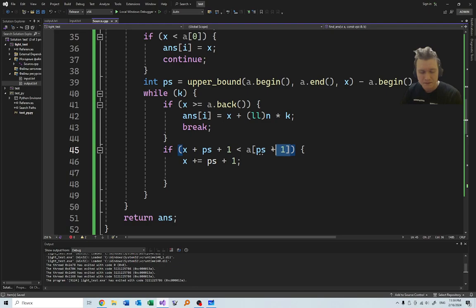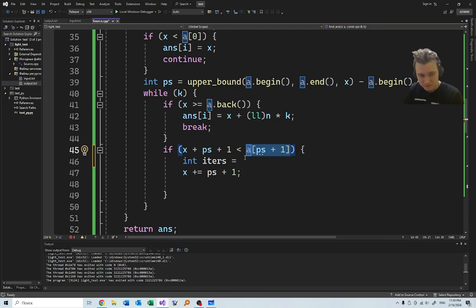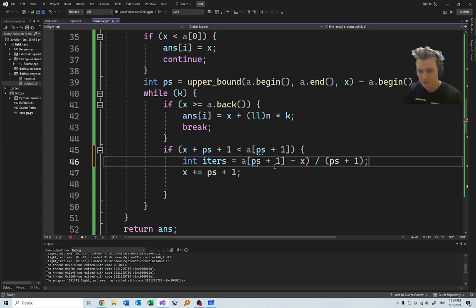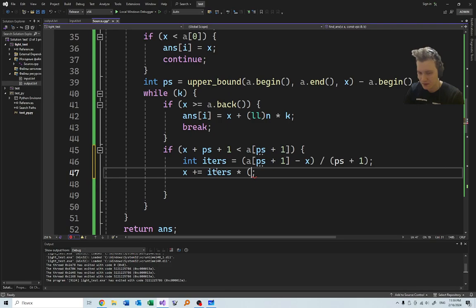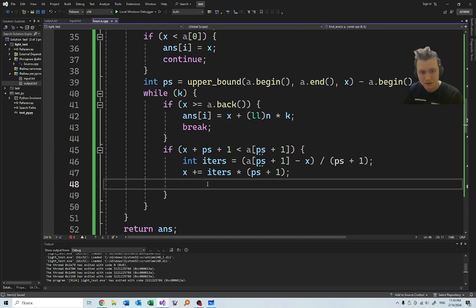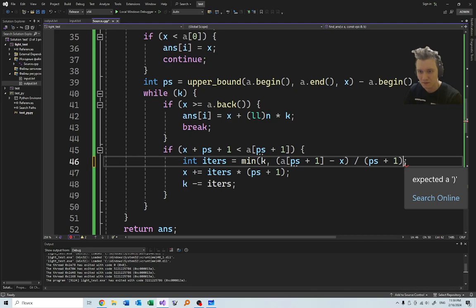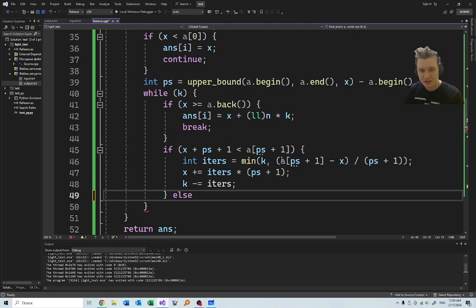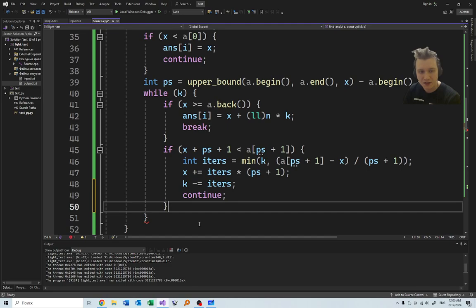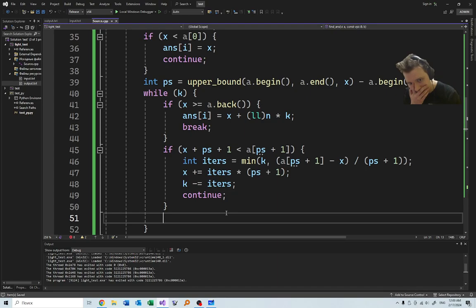Then what? Not ps plus 1. I need to say that int iters equals this minus x divided by ps plus 1, and x plus equals iters times ps plus 1 and k minus equals iters. So here I can say that it is the minimum of k and this. Else, I can say continue actually. So here we are assuming that it is not the case, and I need to jump out of my segment.